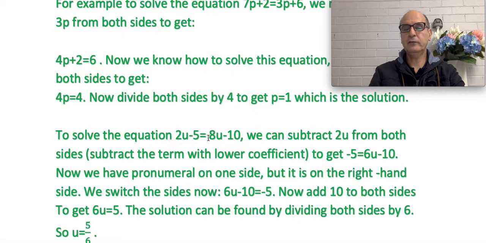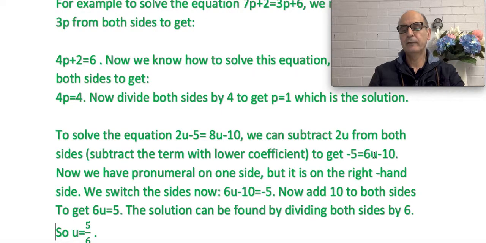If you take away 2u from both sides of that, you end up with minus 5 here because that 2u is gone. You took away 2u and you ended up with minus 5. And if you take away 2u from this side, 8u minus 2u, you end up with 6u, and you've got minus 10, so you write minus 10. And then this is an equation with the pronumeral only on one side.